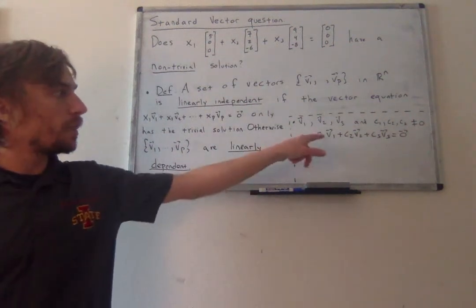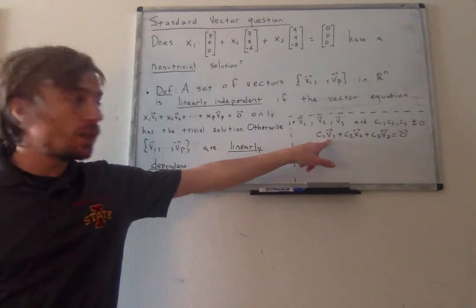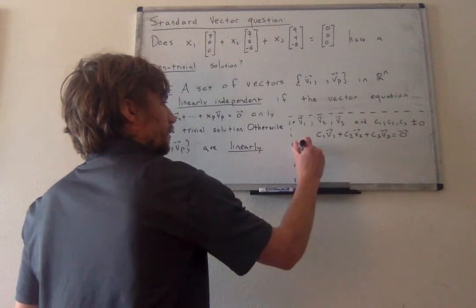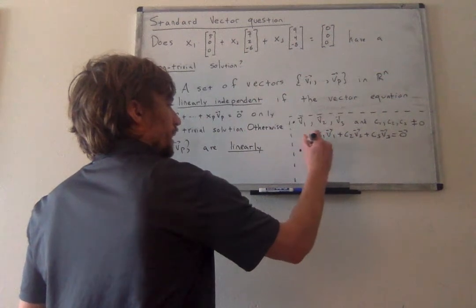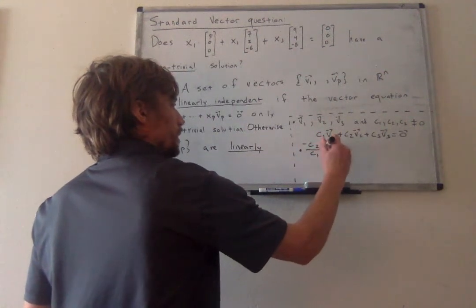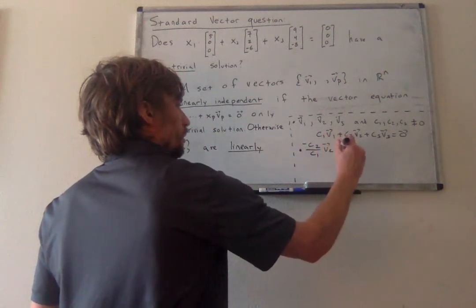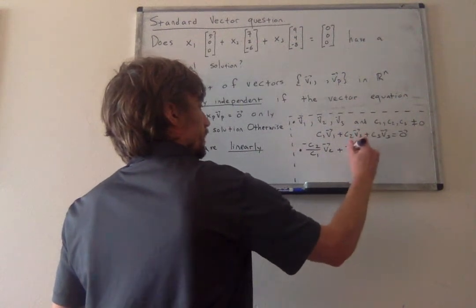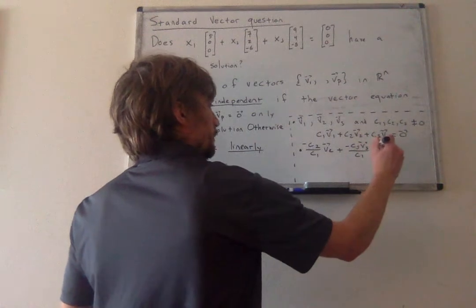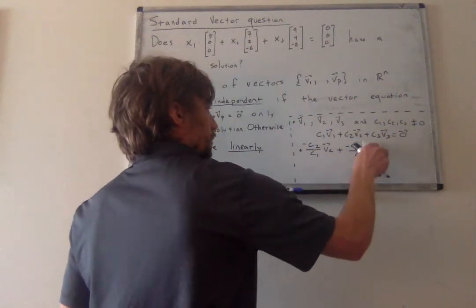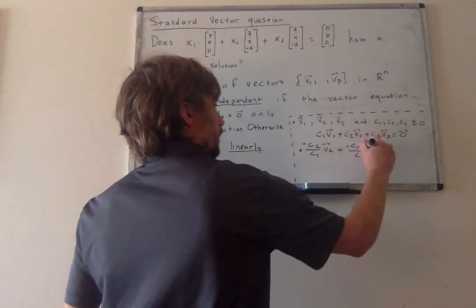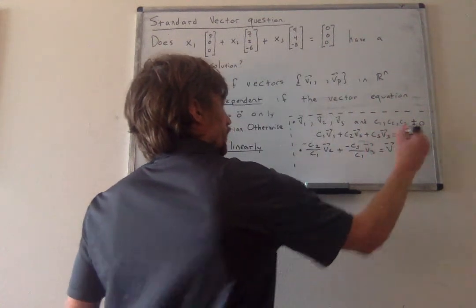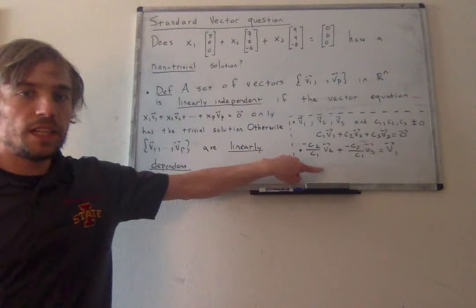So as an example, let's say I wanted to solve this equation for v1. Well, I could just subtract this and then divide by negative c1, right? And I would get negative c2 over c1 times v2 plus negative c3 over c1 times v3. I can rearrange this top equation to get this equation.